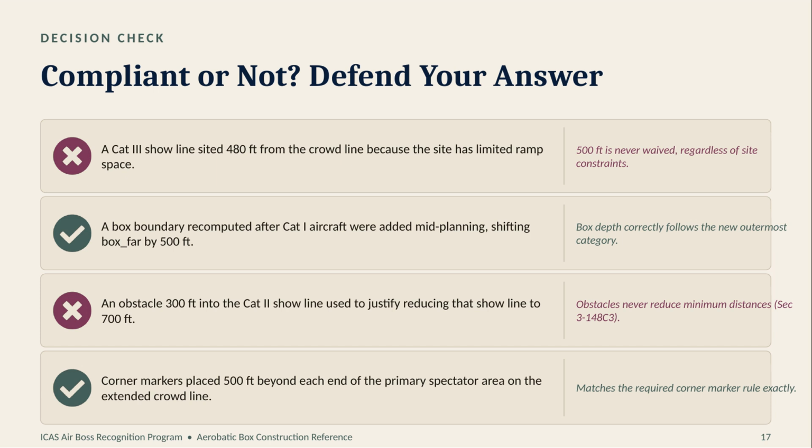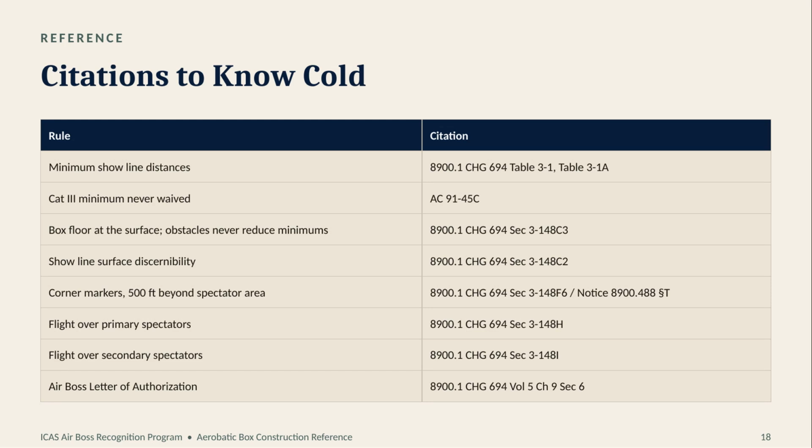Scenario 4. Corner markers placed 500 feet beyond each end of the primary spectator area on the extended crowd line. Compliant, this matches the required corner marker rule exactly as built in Step 4. Here are the citations you should know cold, without having to look them up because you'll be asked for them.